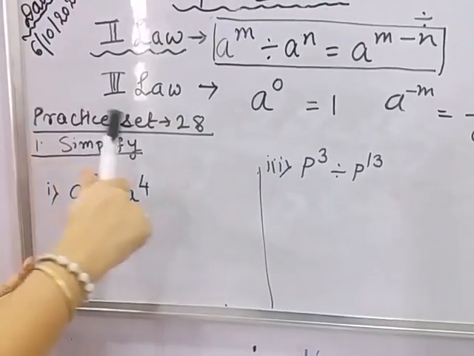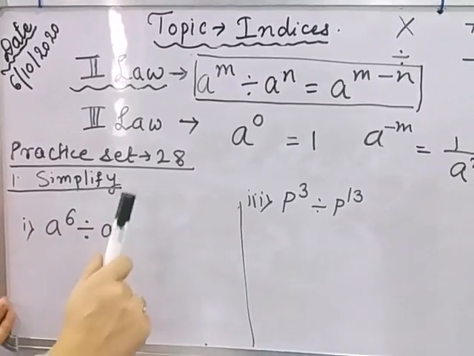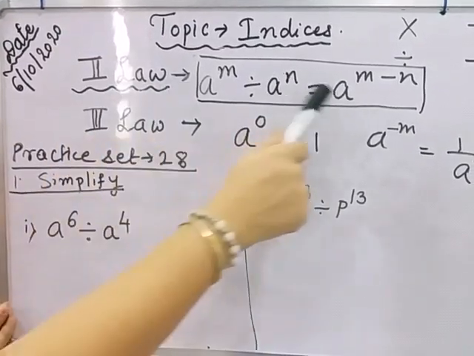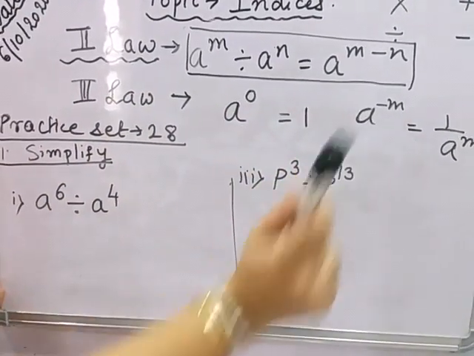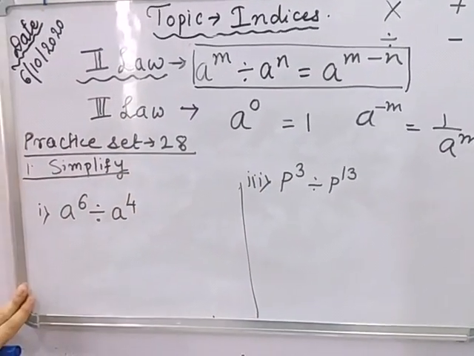Okay student, let's start with practice set 28. Question number 1, simplify. Before you start this practice set, better write down all these things, the second law, plus even this, and even write down this. Write this in the notebook and then copy practice set 28.